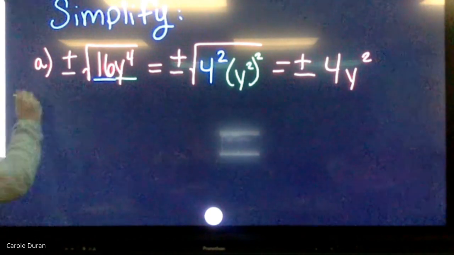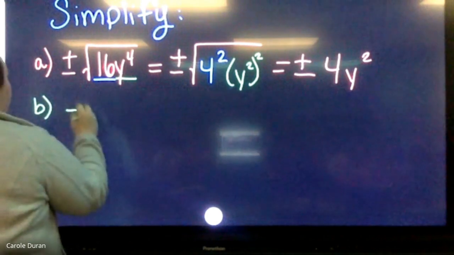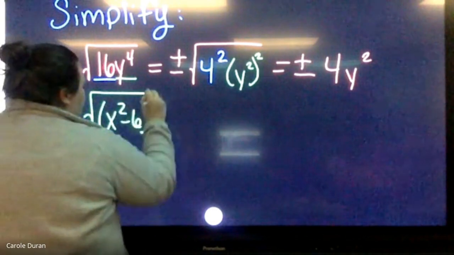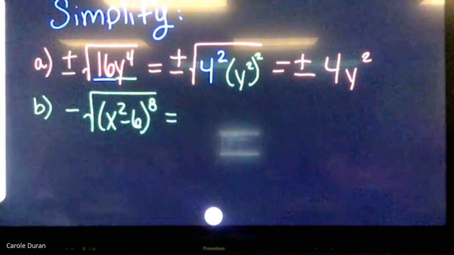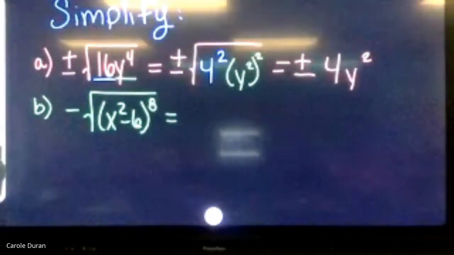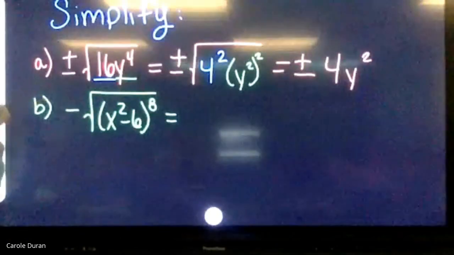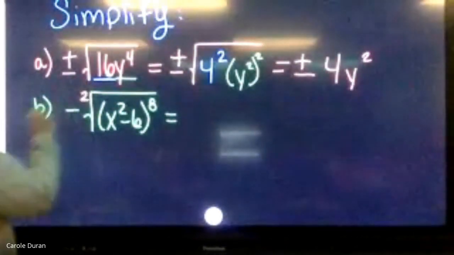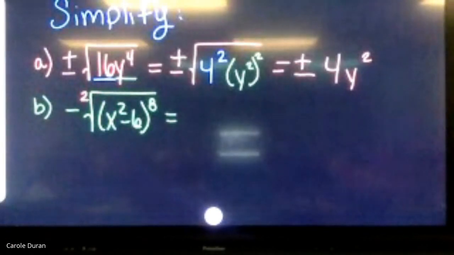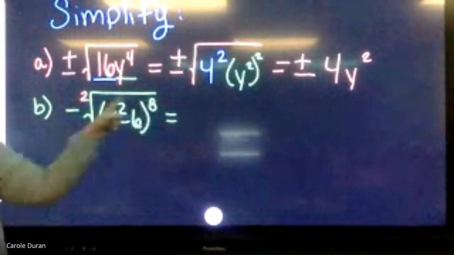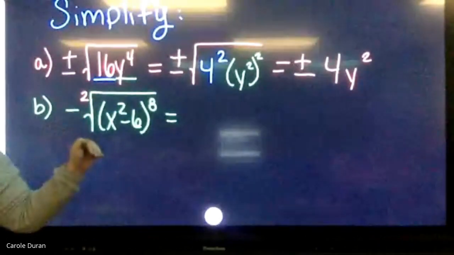So let's do example B, which is I want the negative answer of the square root of x squared minus 6 to the 8th power. If it helps, I can write the number of the root I'm taking and kind of put it out front. So what root am I taking here? The square root, which means that in theory it would have a 2 out front because that's how we write all of our other roots. So what I need now is I need this root value to match with an exponent value on the inside so that it cancels out.